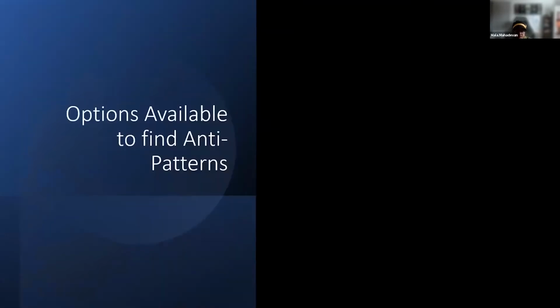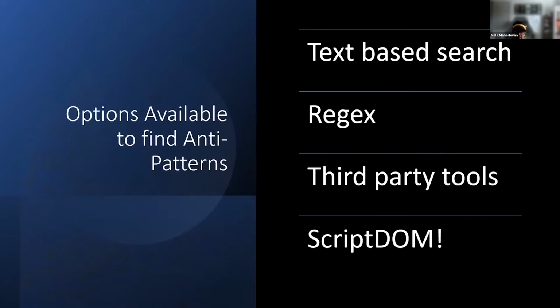So what are the options available if you want to find some of these anti-patterns? I'm going to list some of the options that we currently have. First one is a text-based search. Text-based search is very common. If you want to find, say, a NOLOCK hint, you use the code search tool that you have, whatever you have, to find it. The second one is writing regex, creating a regex pattern to find something a bit more nuanced than a text-based search, maybe.